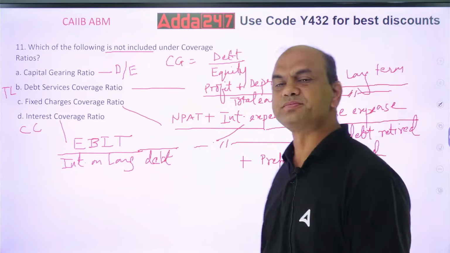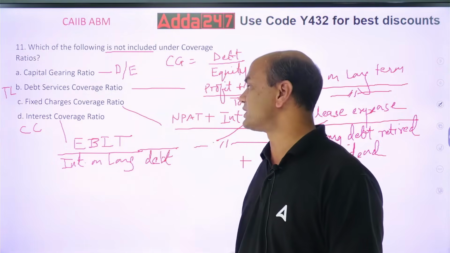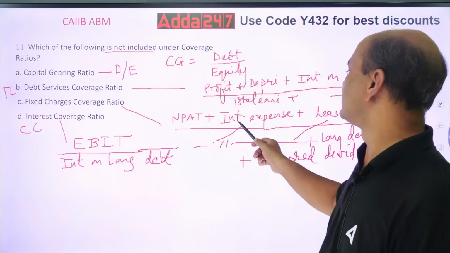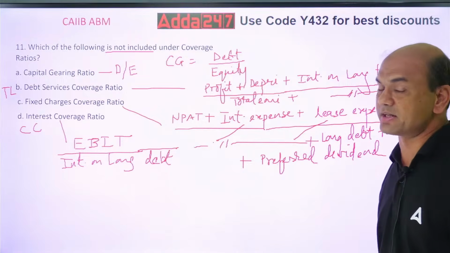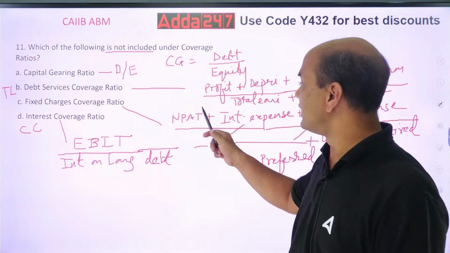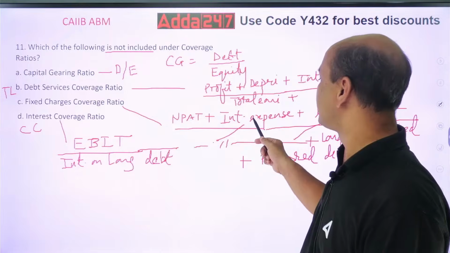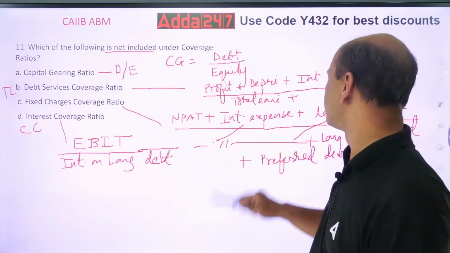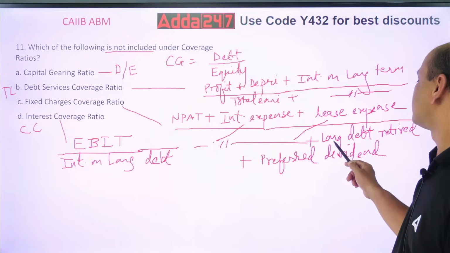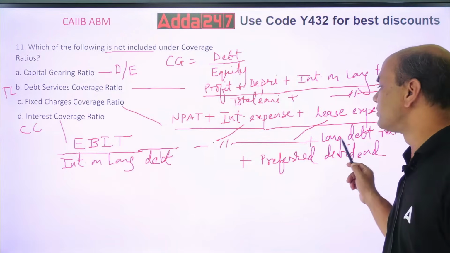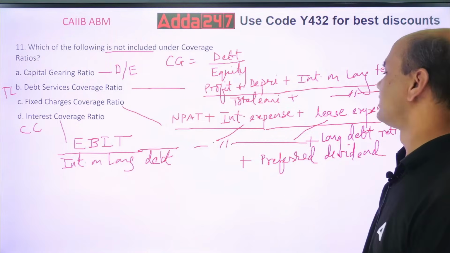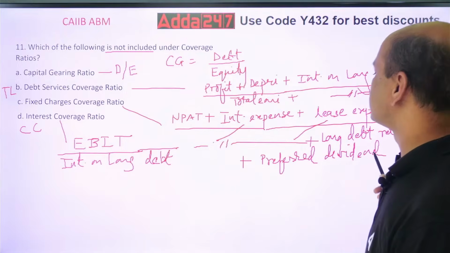So that is DSCR. What is fixed charges coverage? Fixed charges means NPAT, net profit after tax, plus interest expenses, plus lease expenses. Look at this, charges, whether the customer will be able to repay the charges. So NPAT plus interest expense plus lease expense, the whole upon, again these two are added, interest expense plus lease expense, plus long-term debt retired. Retired means which have been repaid. Plus preferred dividend. So these are all added under fixed charges coverage ratio.